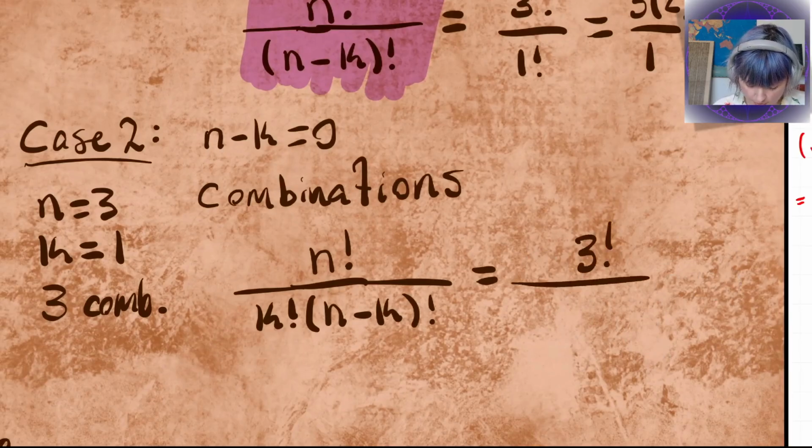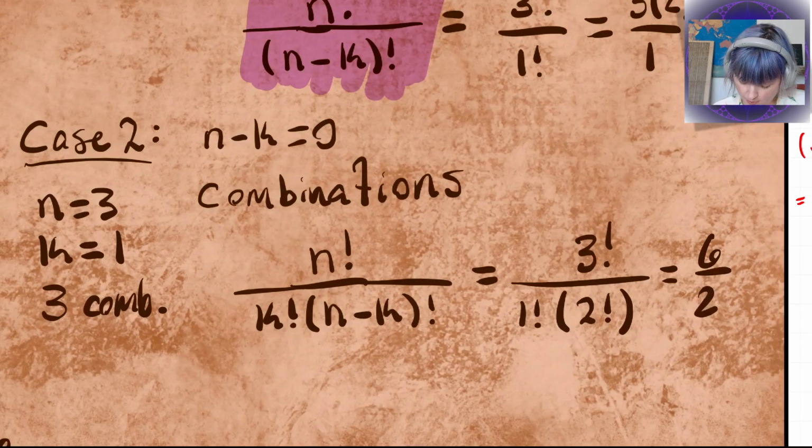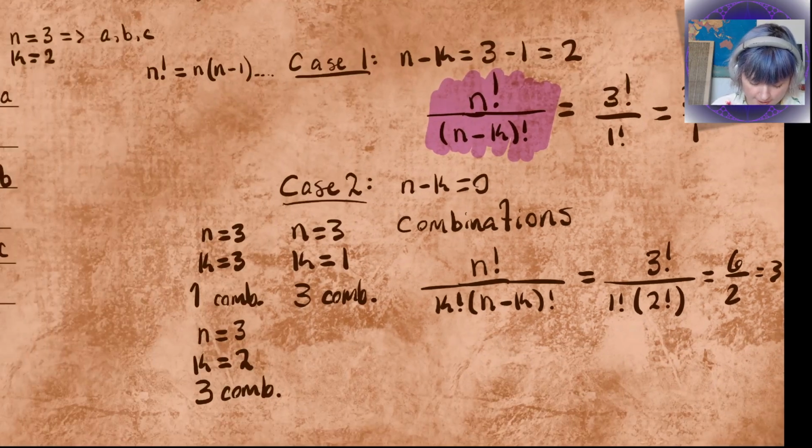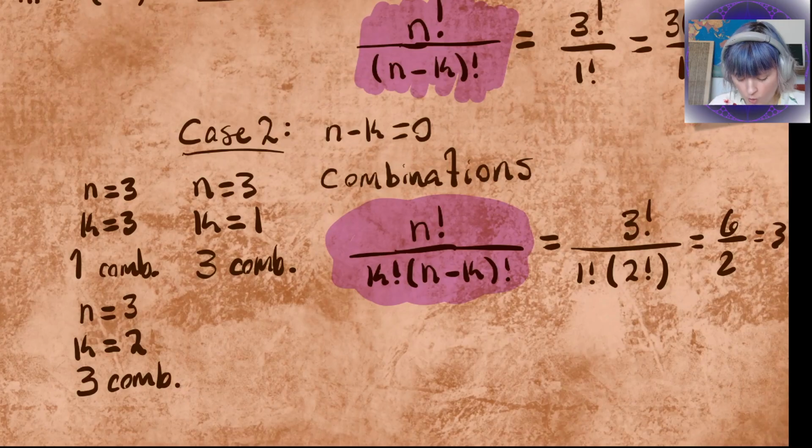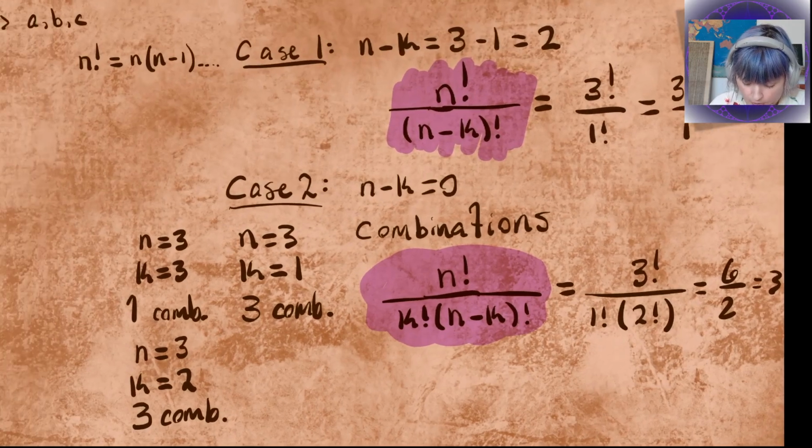Three factorial over k factorial, which is 1 factorial, times n minus k factorial, which is 2 factorial. So I know that's going to be 6 over 2, which is 3. So it looks like we have found the formula for the number of unique combinations, or unique arrangements where order matters, given that the size of the arrangements is allowed to fluctuate. And the same goes for permutations.